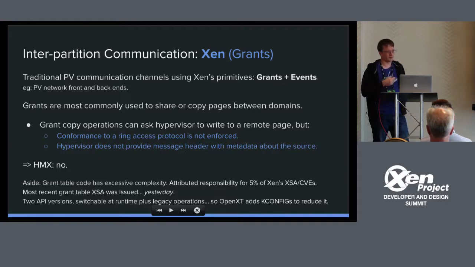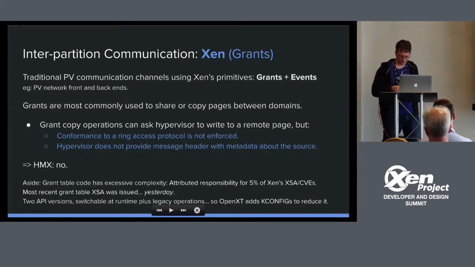And the grant tables, in a paper published a couple of years ago, were attributed as being responsible for 5% of Xen's XSAs, CVEs. And the most recent of those was actually yesterday. So anyway, in OpenXT, we apply a couple of patches to kconfig your grant table implementation down, and I would recommend those to anyone else who has an interest.